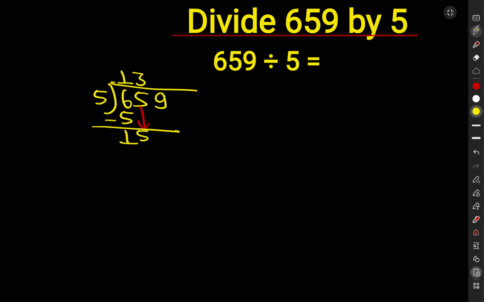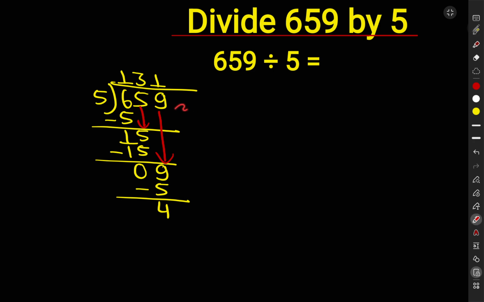So 5 times 3 is 15. On subtracting, we get 0. So again we put down this 9 and 5 times 1 is 5. On subtracting, we get 4.